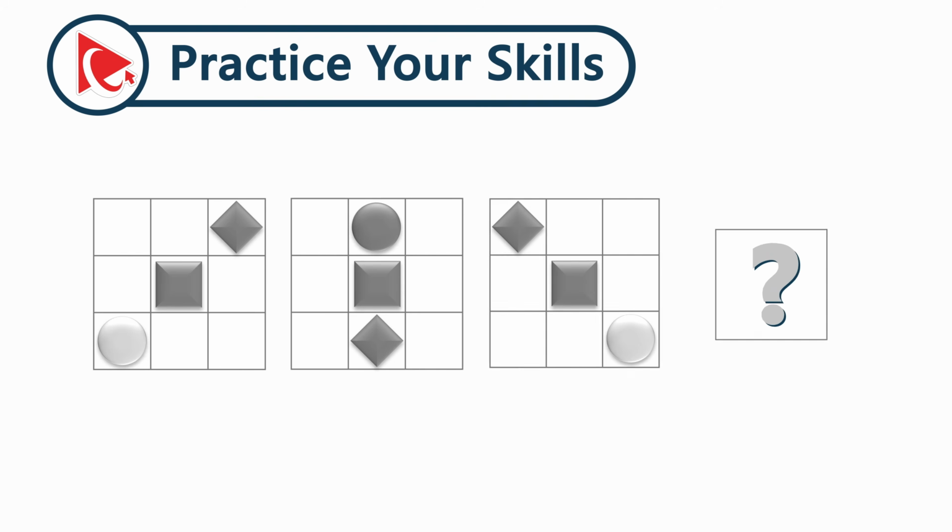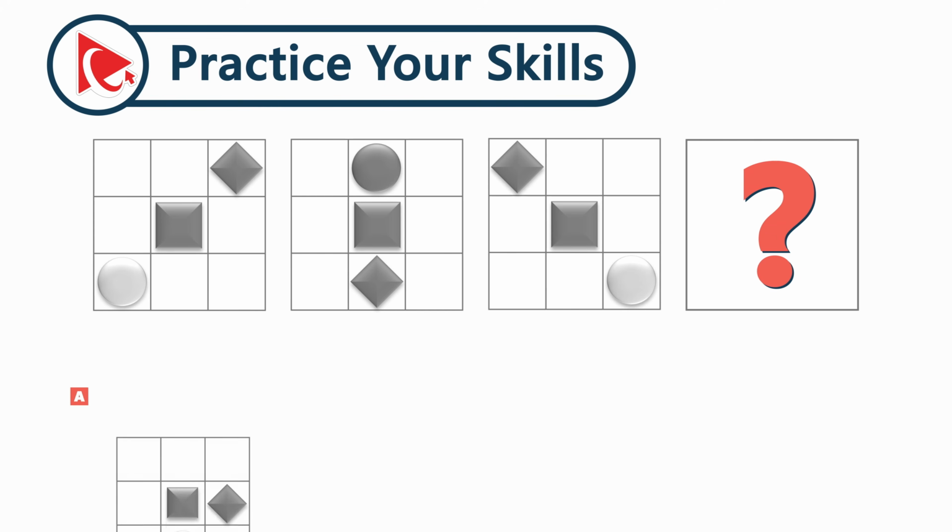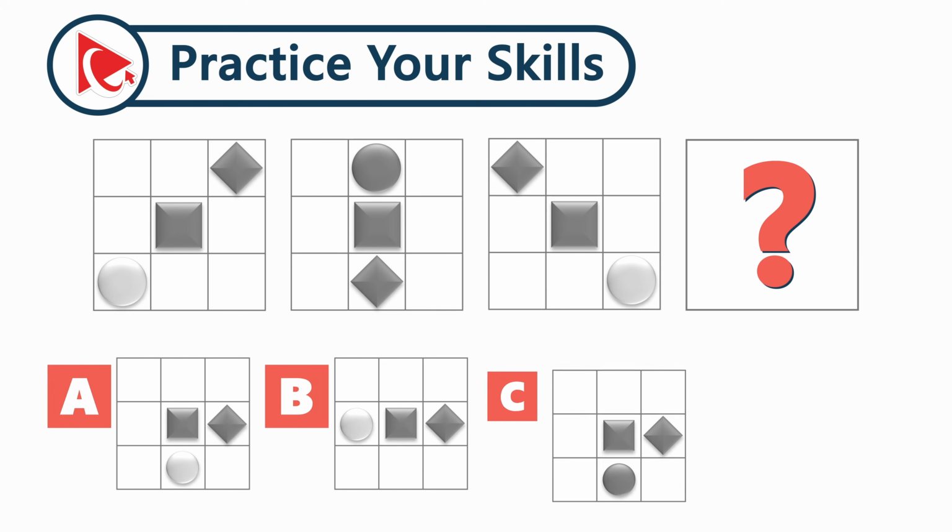You're presented with a sequence of matrices, in fact 3 by 3 matrices. Each shape in the matrix has smaller shapes inside. 3 matrix objects are present and the fourth one is missing. You need to calculate the missing matrix and select your answer out of 4 possible choices: A, B, C, and D.